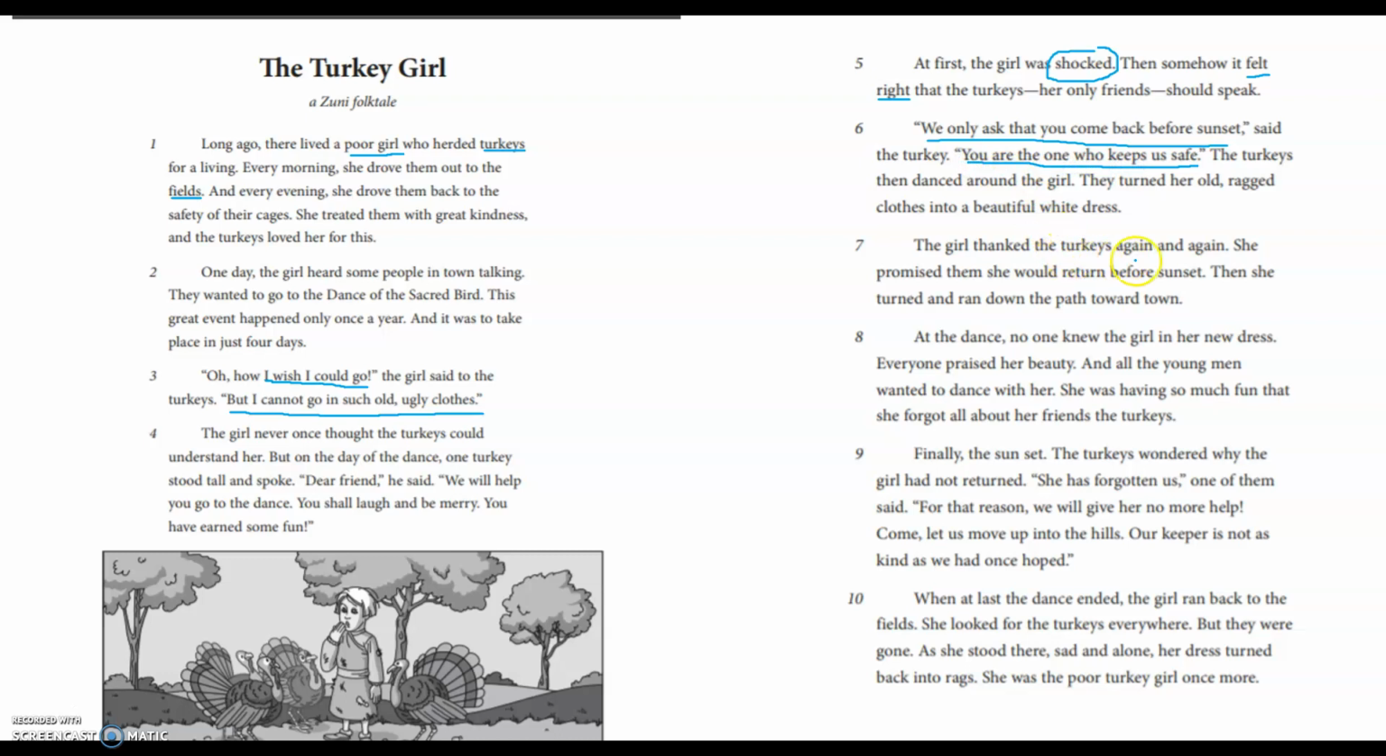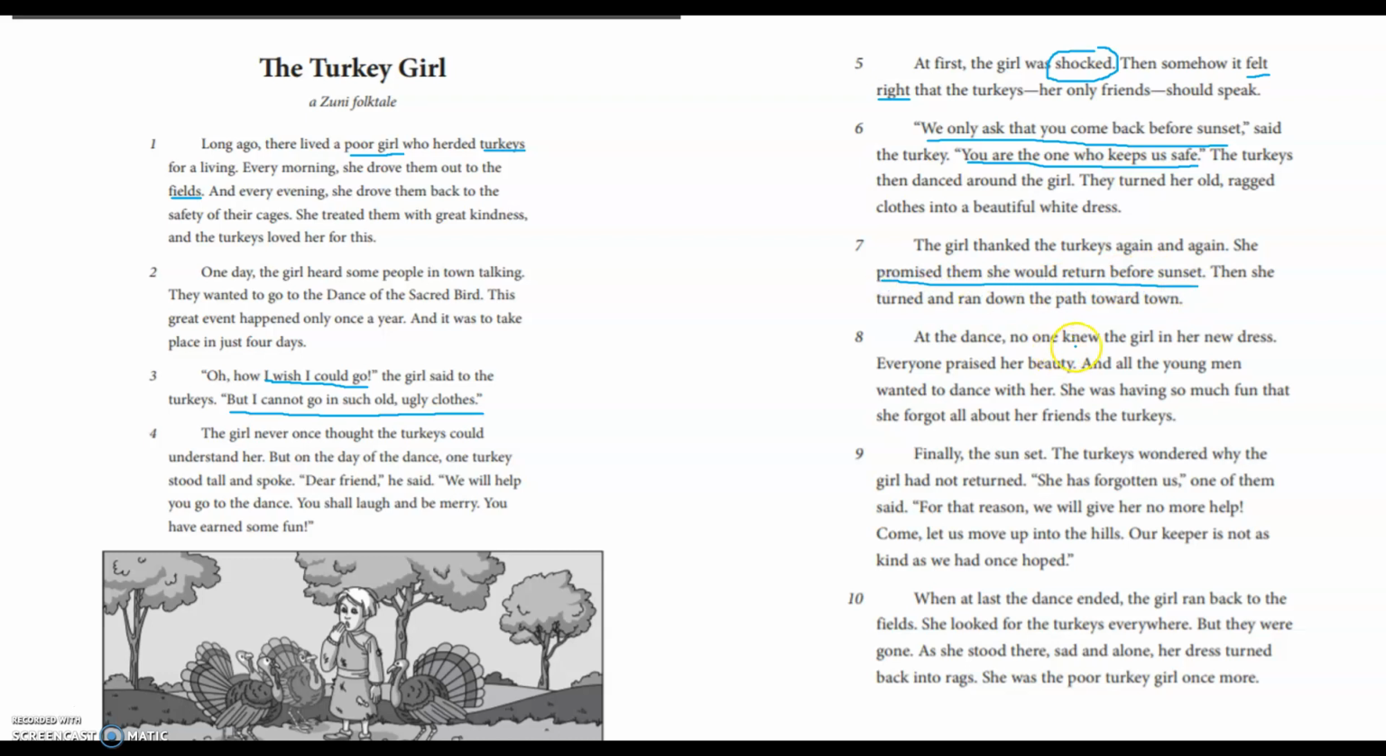The girl thanked the turkeys again and again. She promised them she would return before sunset. Then she turned and ran down the path towards town. So how does the girl respond to the turkeys helping her and asking her to be back by sunset? She makes a promise to them and says that she'll be back before sunset.